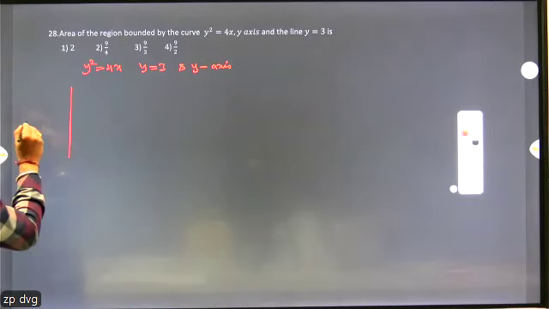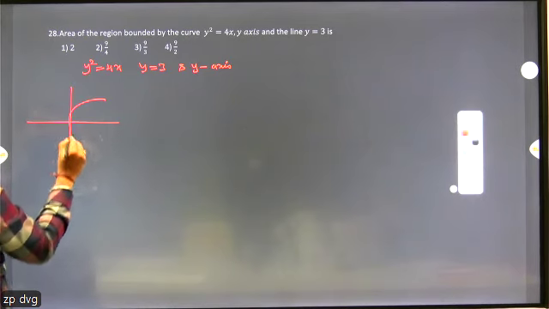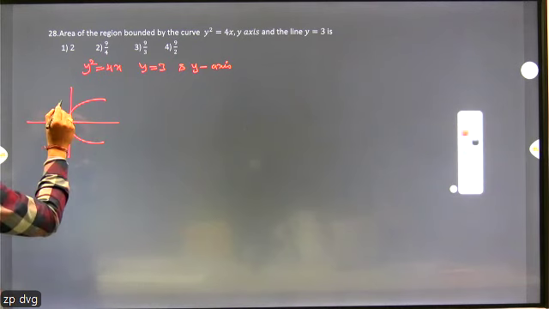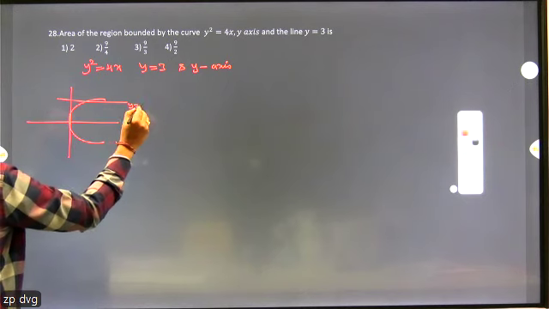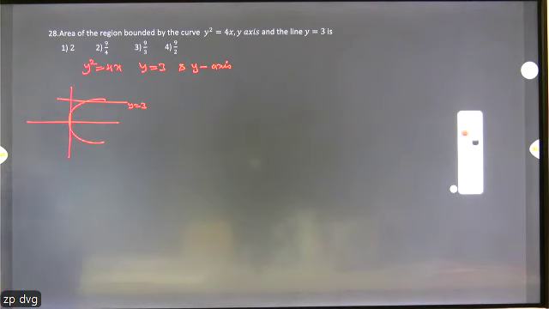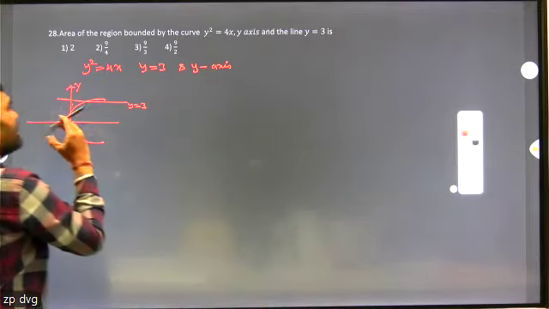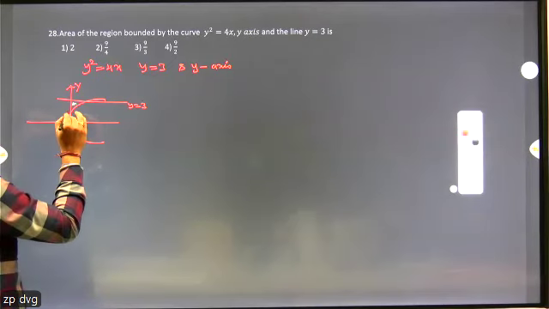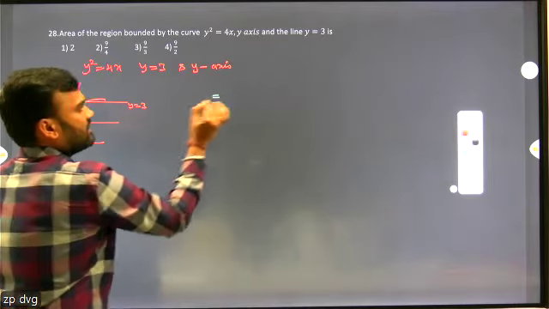Here also same, sir. First we go for what, that is y square is equal to 4x means what? Right side parabola. Right side parabola and y is equal to 3 and the y axis are mentioned. That's why the limits are 0 to 3. I want to find out this region. Okay? That's why I want to take the required area.